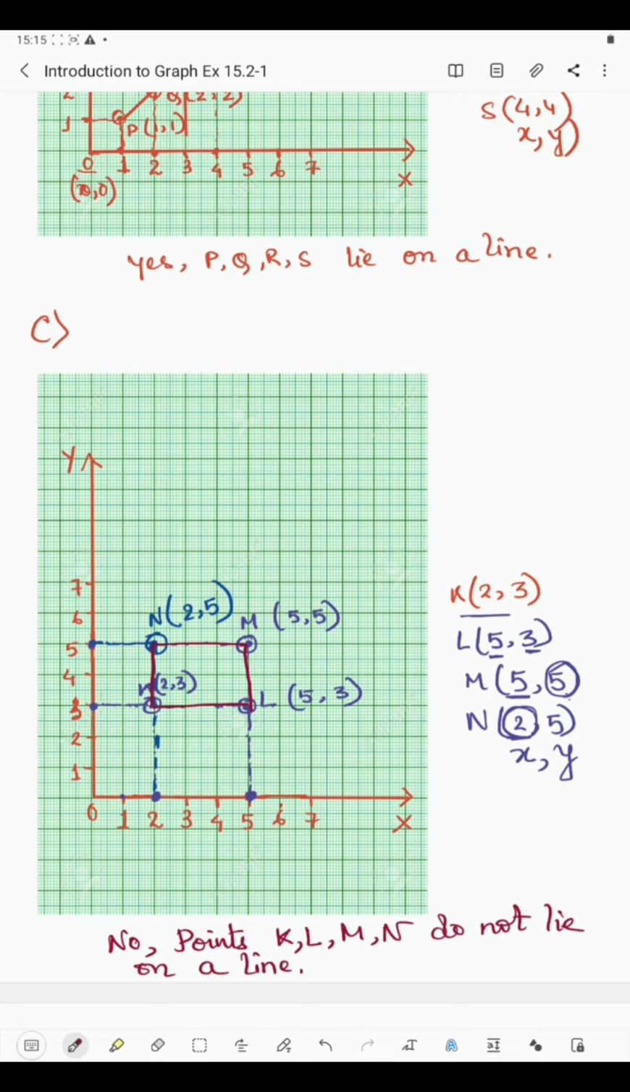Okay, so this is how we put the coordinates in the graph sheet. At first we will see the x axis, and then we'll see the y axis, and from both the axes we'll just draw a line, and wherever it meets, there only we'll get the point. Okay, so this was all about question number 1.